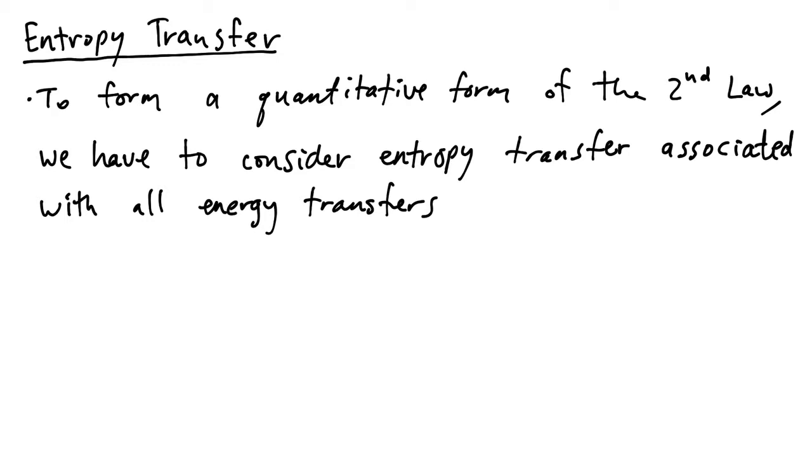The topic of this video is entropy transfer. In order to form a quantitative form of the second law, unlike the qualitative forms of the Clausius and Kelvin-Planck statements, we have to consider the entropy that is transferred associated with all forms of energy transfer. That'll be namely the entropy transfer associated with work, heat transfer, and mass transfer across boundaries.